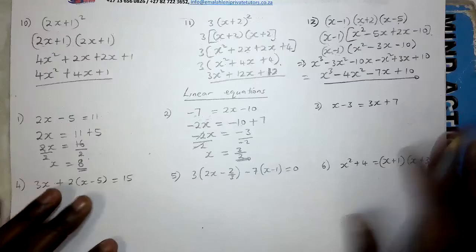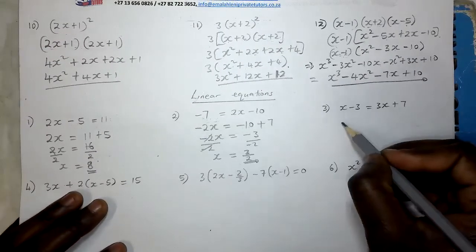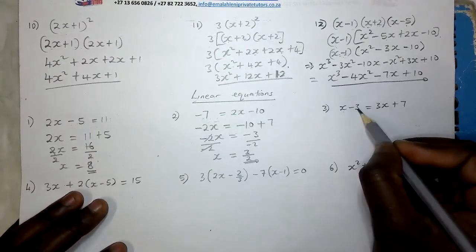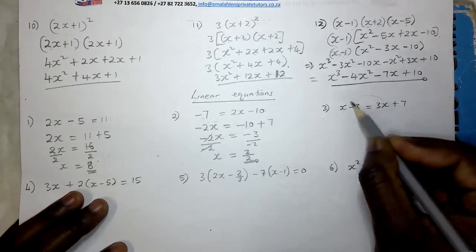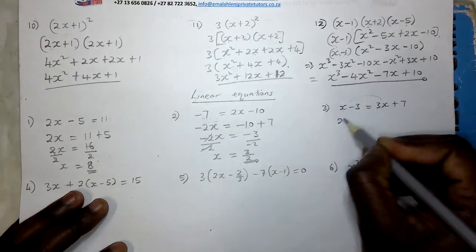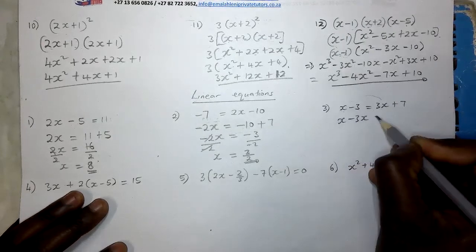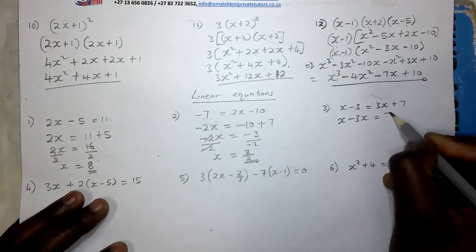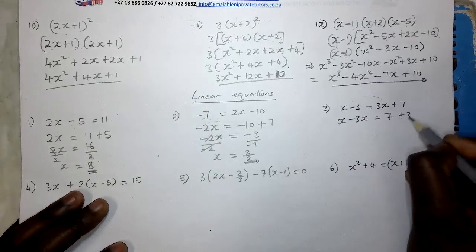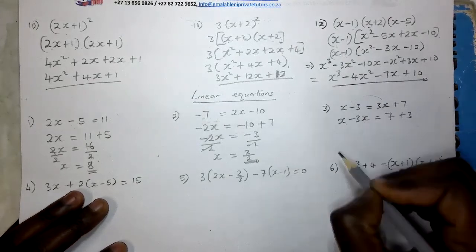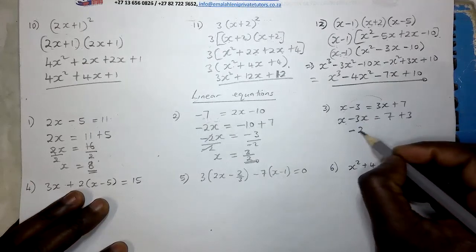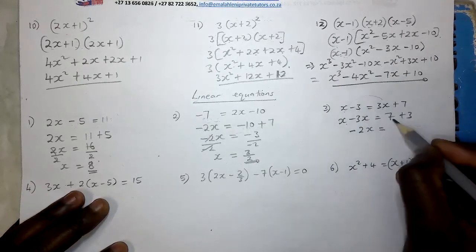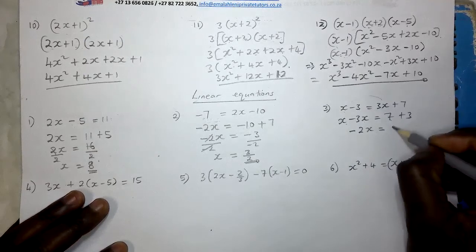Now, let's move on to this one here. We have x minus 3 is equal to 3x minus 7. What must we do? Remember, we bring the like terms: x this side, x minus 3x is equal to, we take the 3 that side, it is going to be plus 3. Then x minus 3x, what do we get? We get minus 2x is going to give you 7 plus 3, which gives you 10.